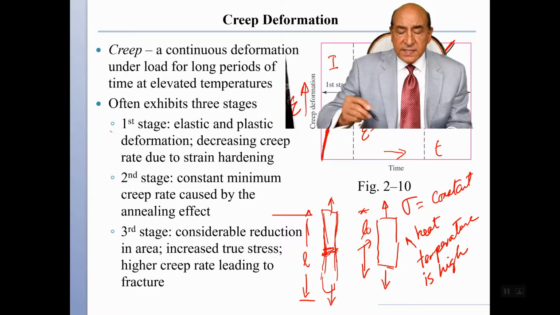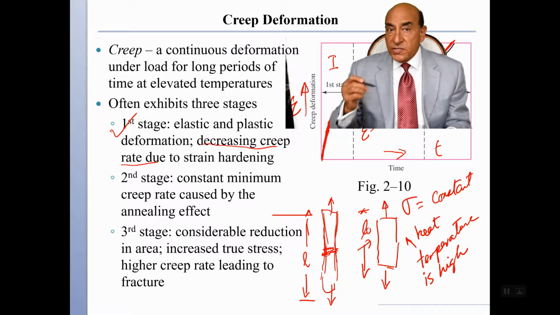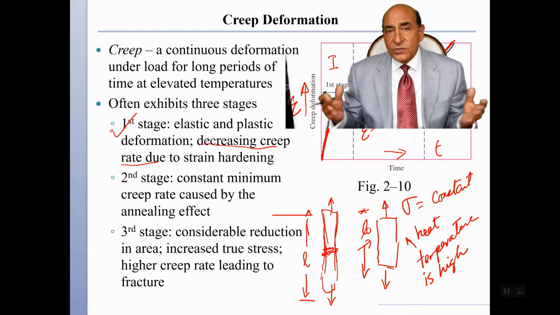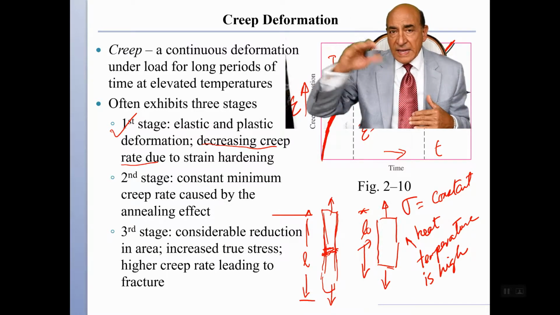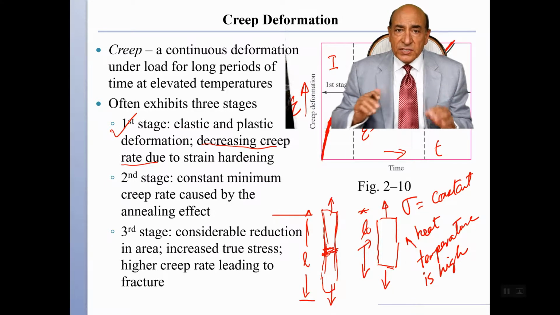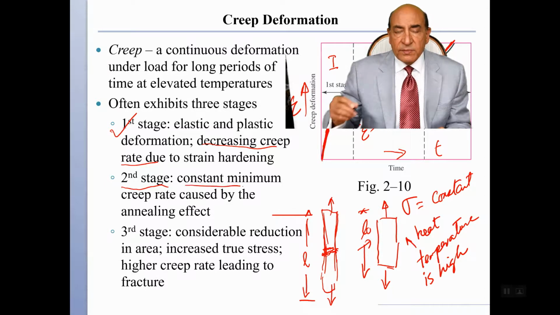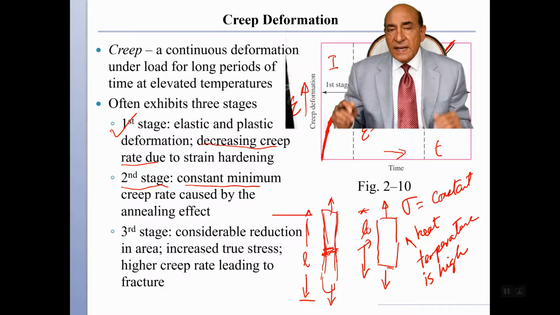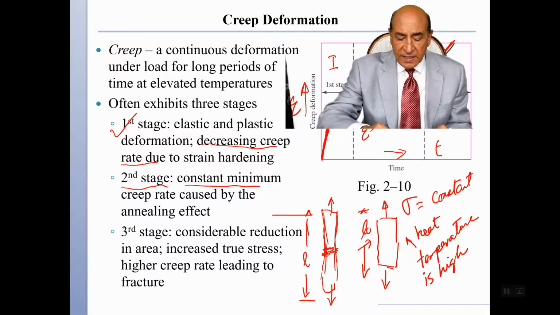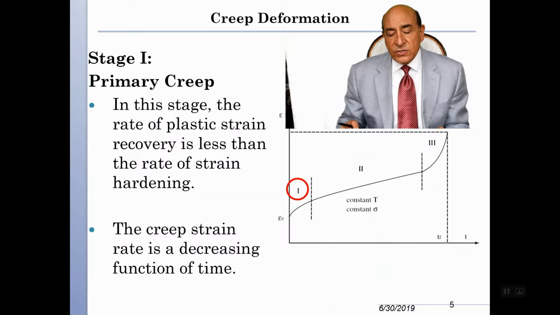So we discussed stage 1, where with elastic and plastic deformation, we have a decreasing creep rate. Due to strain hardening, the material starts to resist, and therefore the very fast increase is resisted by the material, reaching stage 2, where we have a constant minimum creep rate that can exist for quite a while. And then finally we can reach stage 3, where the reduction in area becomes very significant, and eventually that leads to fracture.